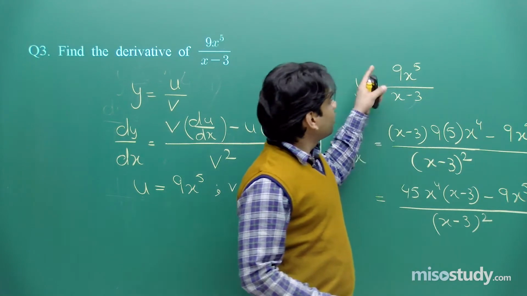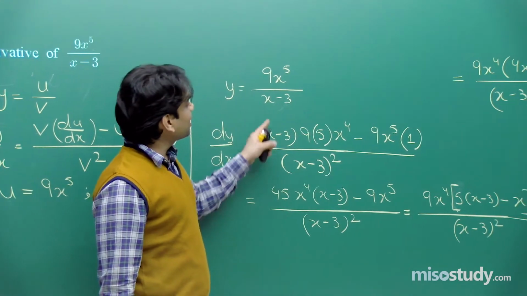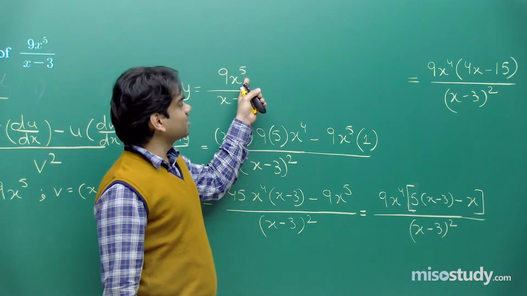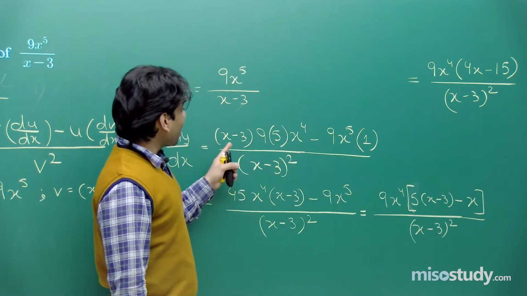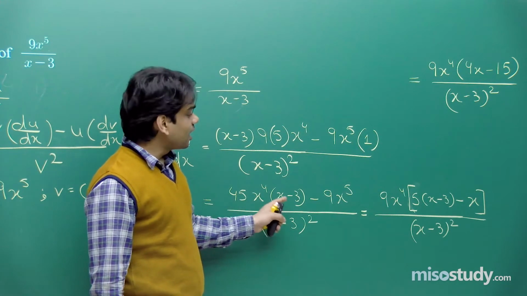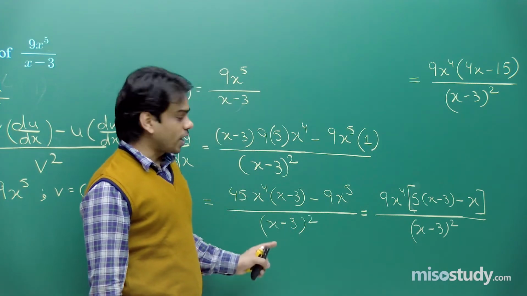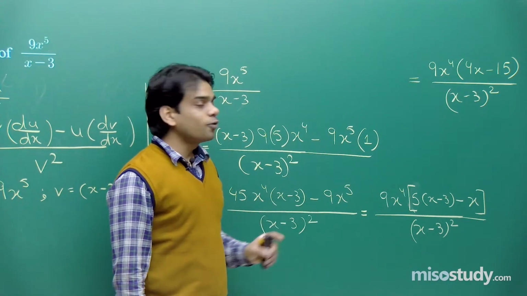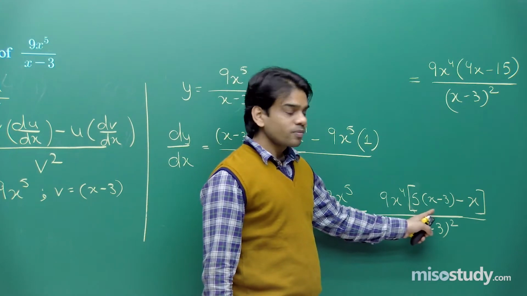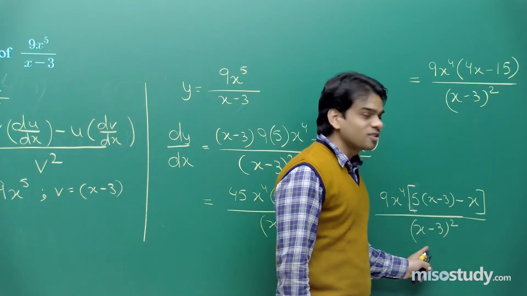Now what we saw: first I have to differentiate this. You get 9 into 5, 45 x power 4, and I keep the denominator x minus 3 as it is, minus keep the numerator as it is, differentiate the denominator. Now this can be written as 45 x power 4 into x minus 3, minus 9x power 5, divided by x minus 3 whole square. I took 9x power 4 as common, so I'm left with 5x minus 3, which I wrote here, minus, again I'm left with only x, so minus x, divided by x minus 3 whole square.